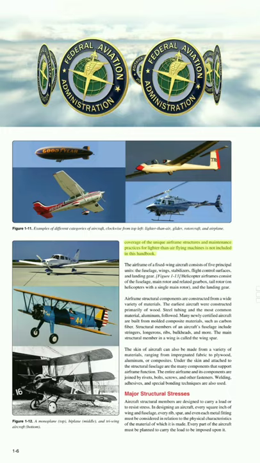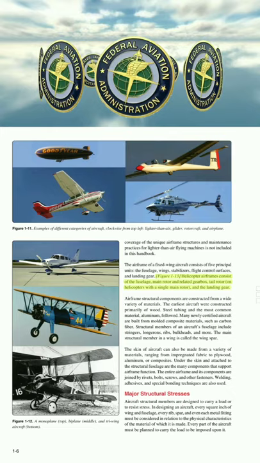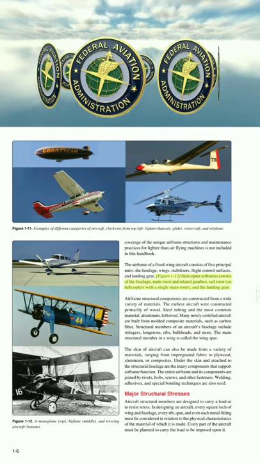The airframe of a fixed-wing aircraft consists of five principal units: the fuselage, wings, stabilizers, flight control surfaces, and landing gear. Figure 1-13. Helicopter airframes consist of the fuselage, main rotor and related gearbox, tail rotor on helicopters with a single main rotor, and the landing gear.